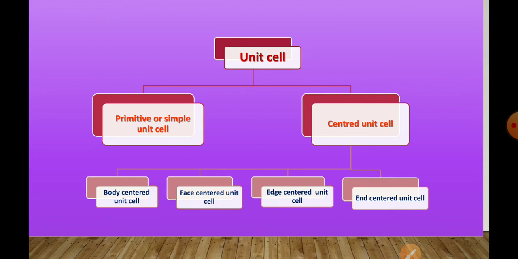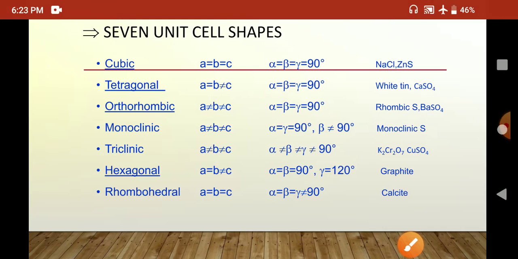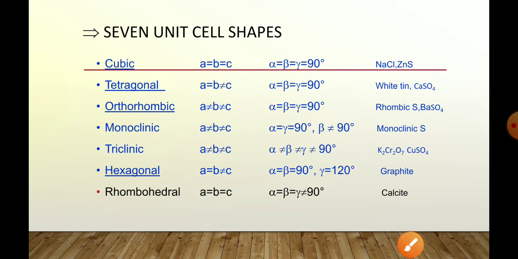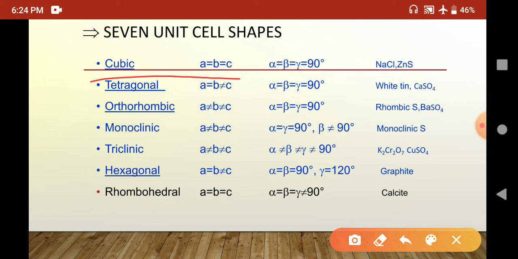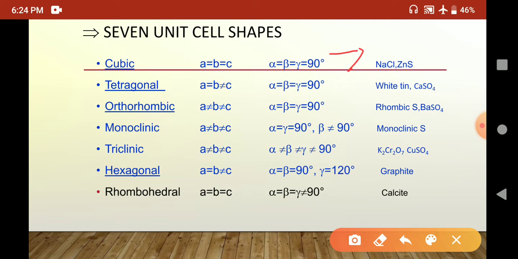Out of the centered unit cells, the cubic unit cell is very important for your study. It is a very important part of your second year syllabus. The cubic unit cells show 3 different types of centered unit cell. There are 3 possibilities in the cubic unit cell.